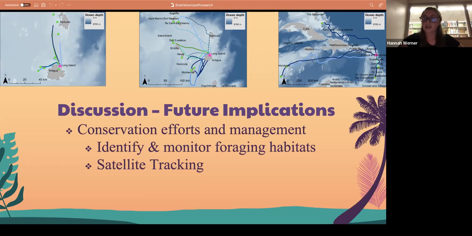So with satellite tracking, I mentioned that very briefly earlier. We can use satellite tracking to see specifically where the turtles are going and what they're eating. We don't know specifically where they're migrating to eat and then where they're going back. We just know how to identify their nesting beaches. So by using satellite tracking and using those nesting beaches, we're able to see where the turtle is going from the nesting beach to the foraging grounds.